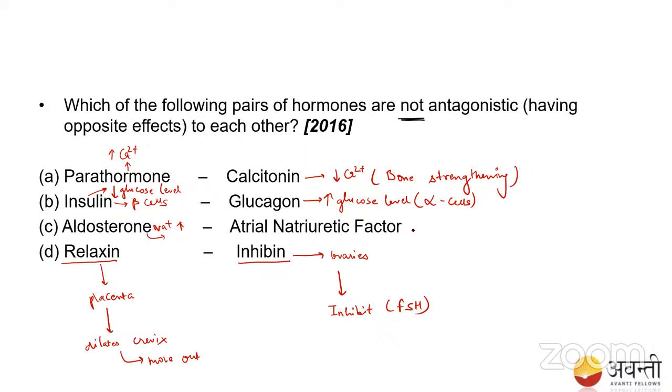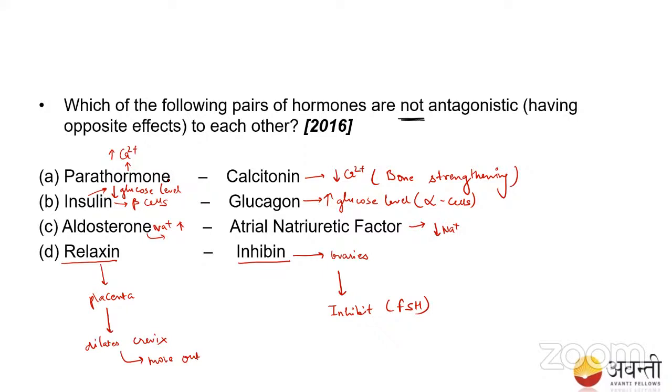Whereas the atrial natriuretic factor, which is secreted by the walls of the heart, has the function of reducing the blood pressure, but simultaneously it also stimulates the excretion of sodium in the kidney. So it is basically lowering the sodium level, whereas aldosterone is increasing the sodium level because it is increasing the reabsorption of sodium and water, and also stimulates the excretion of potassium ions and phosphate ions.